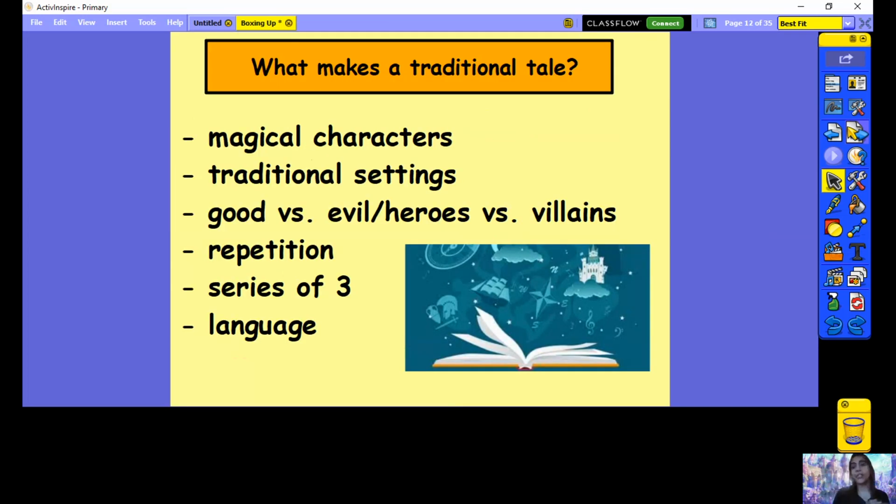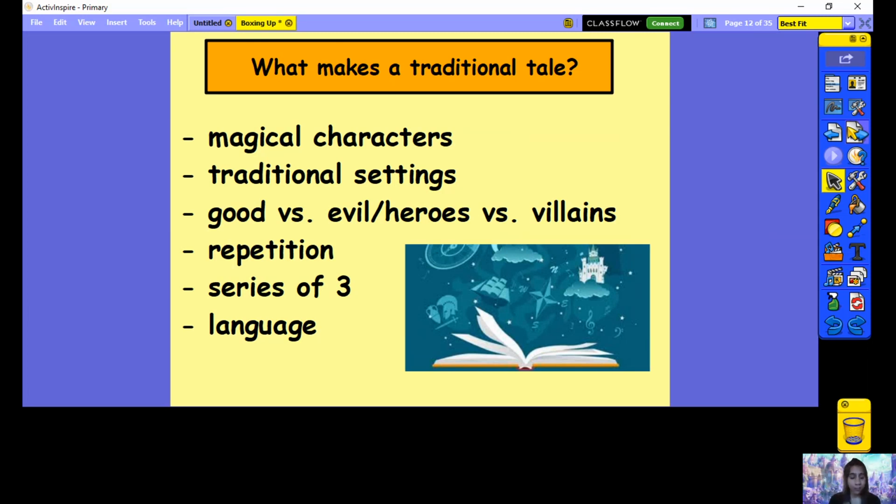So just like yesterday, and you did a great job with identifying your features, they have magical characters, so they could have talking animals or objects, traditional settings like a forest or a magical kingdom or a land far, far away. You have a battle between good versus evil, so you have heroes versus villains, the good guys and the bad guys. You've got repetition. Remember, repetition is to make it easier for the younger children to follow the story. You usually have a series of 3, and I wonder if you can think of any.